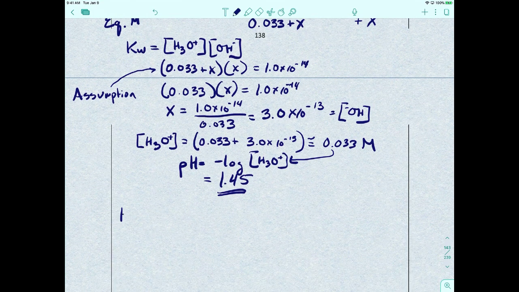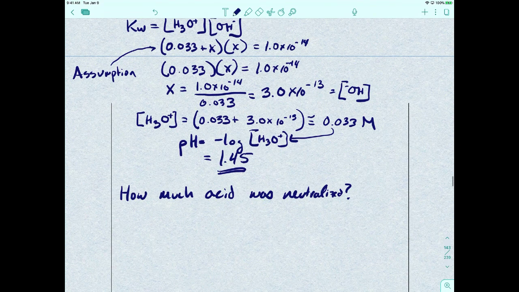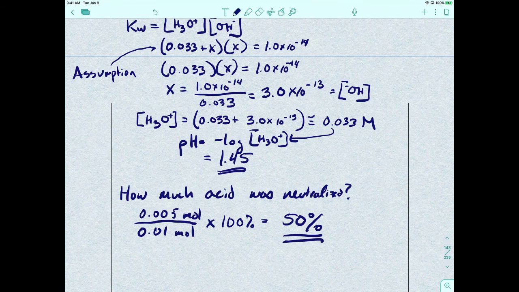One more question we can ask is, how much of the acid was actually neutralized? Well, keep in mind, we started with 0.01 moles. That's how much we had before. After we added the base, we only had 0.005 moles left. So 0.005 moles divided by 0.01, multiplied by 100%, gives us 50%. So 50% of our acid was neutralized.